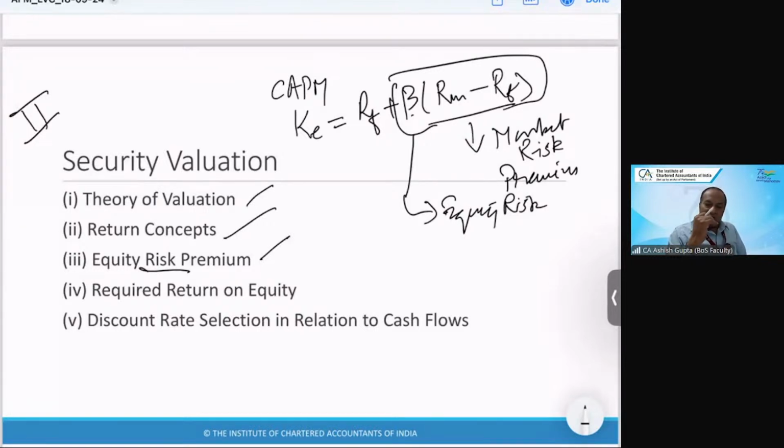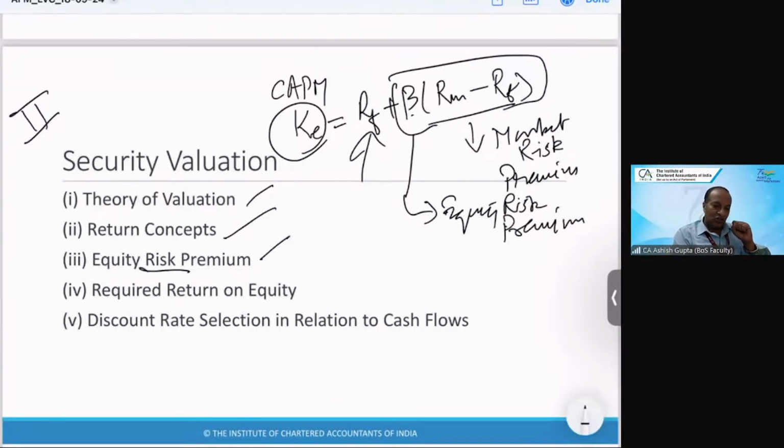Okay, so here we see what is the risk attached, and how much premium we expect as per the risk level of the security. That is called equity risk premium. So this equity risk premium is added to the risk-free rate. Overall, we get the cost of equity that is used to analyze our security valuation.